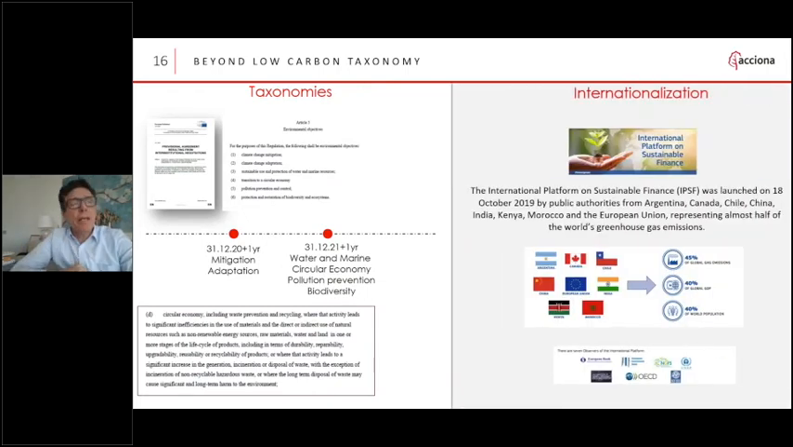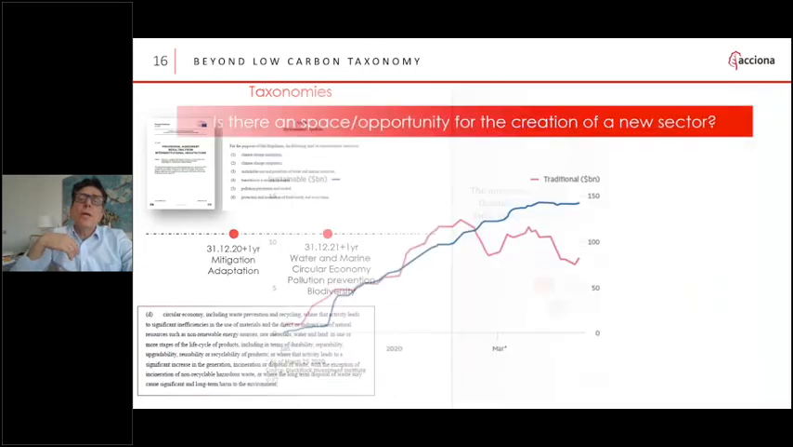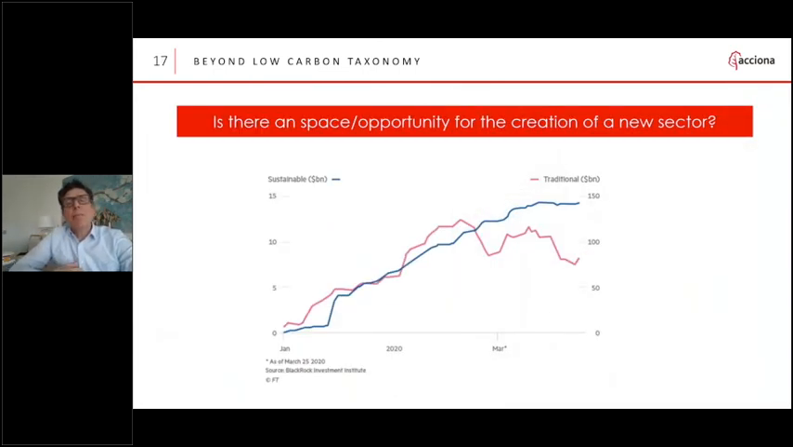We are also very enthusiastic about the International Platform on Sustainable Finance, because it gives us the opportunity to have another common language to talk with our investors in another part of the world. For me it is very interesting how the other jurisdictions are taking more momentum, or taking more interest every day or every week and every month, about how the taxonomy in Europe is developed. And also because we think that there is a space and opportunity for the creation of a new sector.